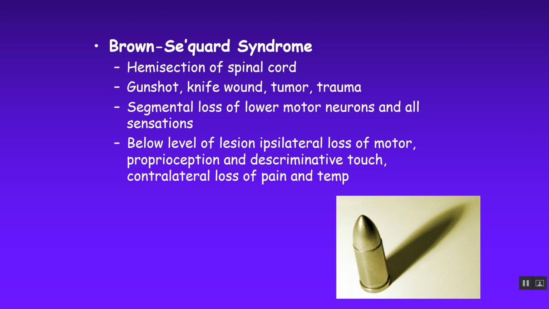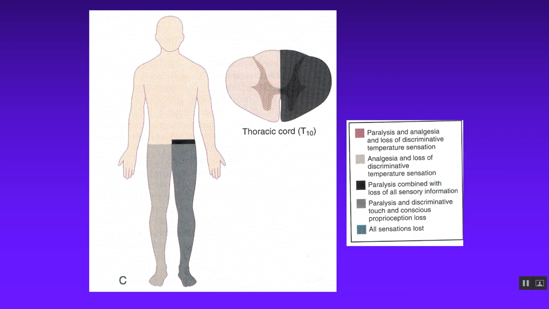Below the level of the lesion, you get that ipsilateral loss of motor, upper motor neuron loss below on that same side, ipsilateral loss of proprioception, but contralateral loss of pain and temperature. So that's what this picture is representing here. This is that damage. This is at T10 here.